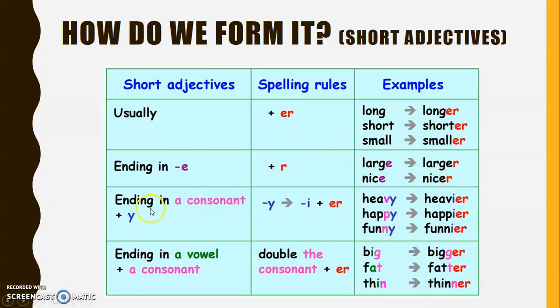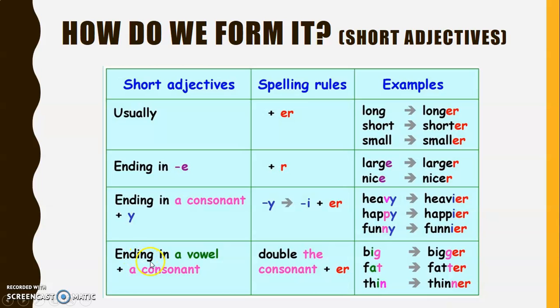If the adjective ends in a consonant and Y, we take out the Y and replace it, la reemplazamos por I and then ER. So, heavy becomes heavier. Fíjense que la Y desaparece y se transforma en una I latina. Y después agregamos ER como en todos los casos.